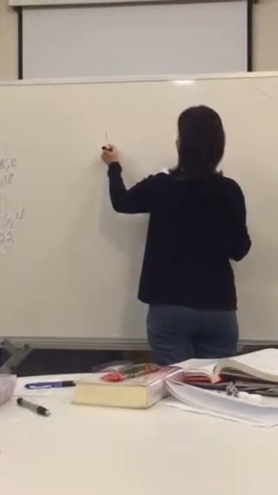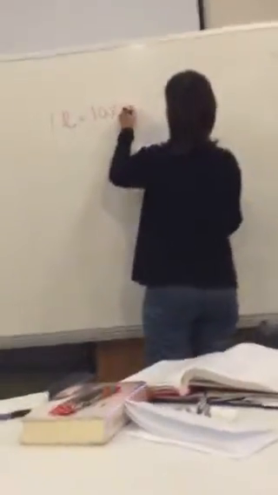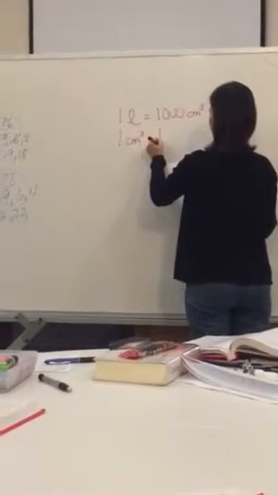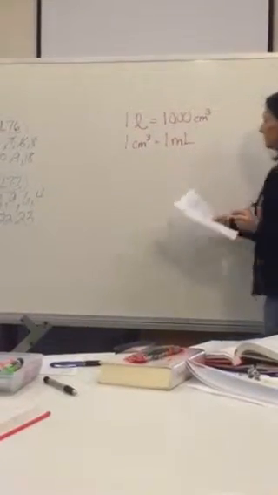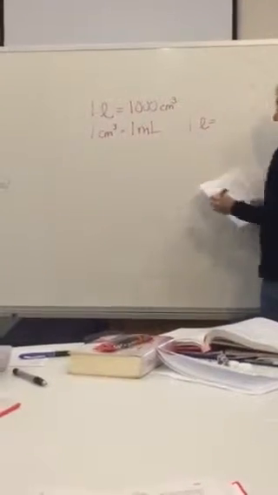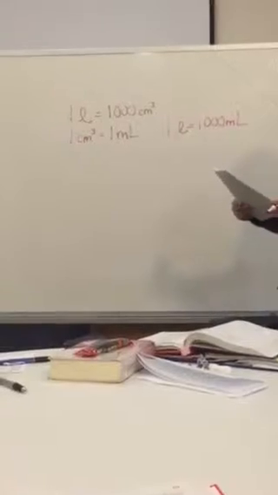All right. 1 liter is equal to 1,000 centimeters cubed. Okay? So you just write these down. And 1 centimeter cubed is 1 milliliter. So look at this. 1 liter equals how many milliliters? 1,000. 1,000 milliliters, right? All right.